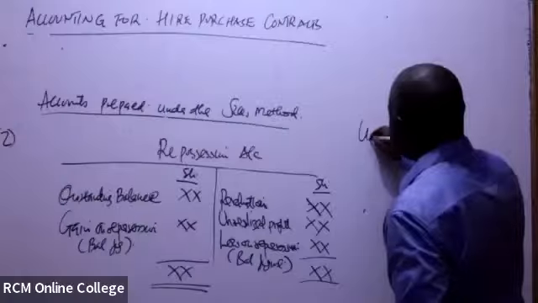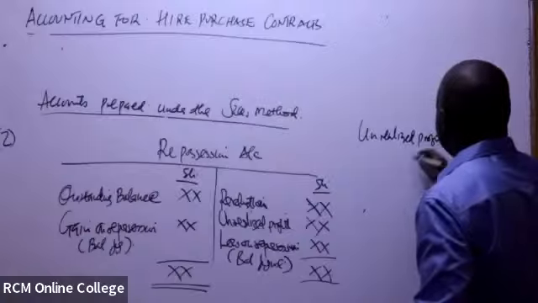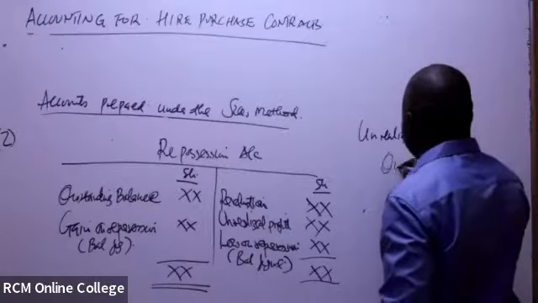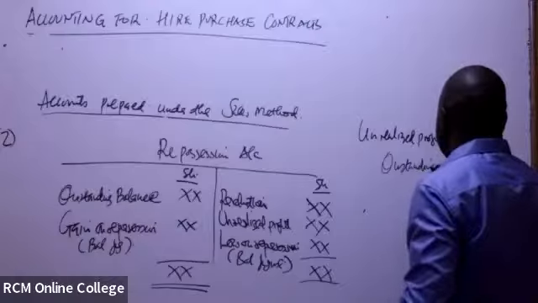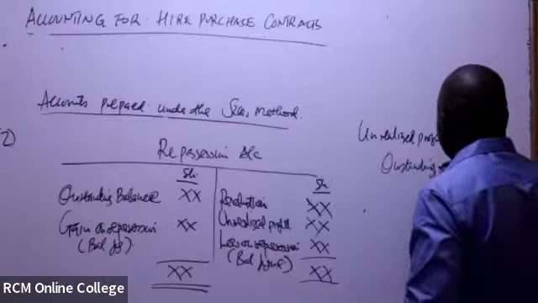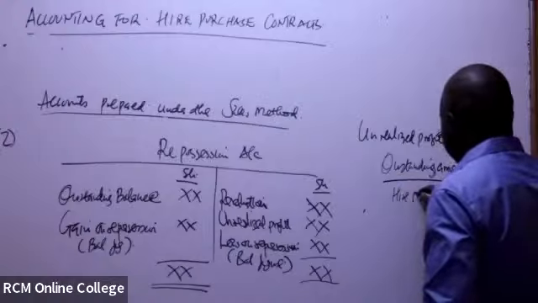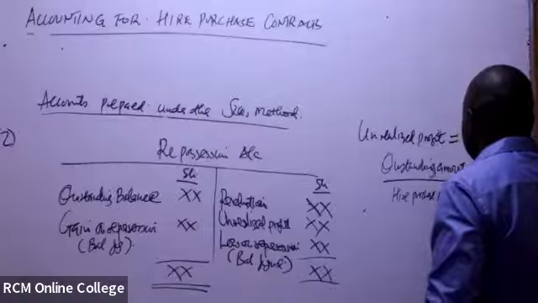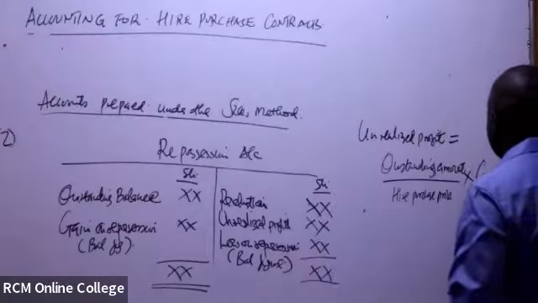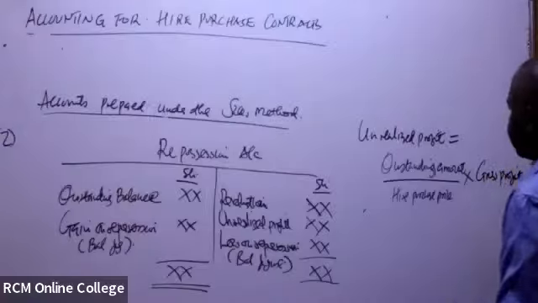You can write unrealized profit is equal to, you take the outstanding amount, you divide by the higher purchase price, multiply by the gross profit. So this is how you get the unrealized profit.